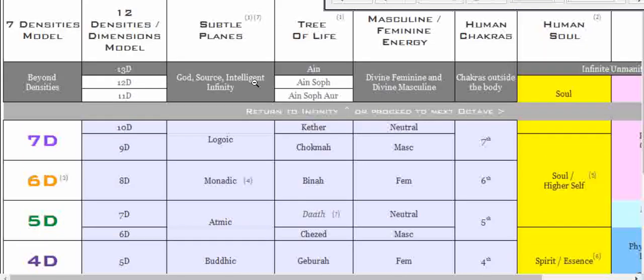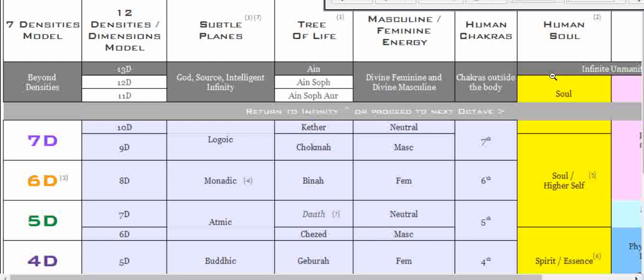God, source, intelligent infinity, subtle planes, tree of life, masculine and feminine energy, divine feminine, divine masculine, human chakras, human soul, infinite soul, density. And those who are 70 and above are in a very, very high state of divinity, okay? They call it a high level of mastery, divinity, all this kind of thing.